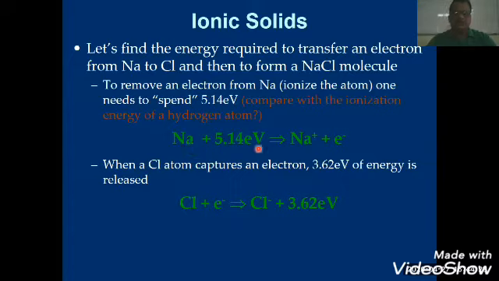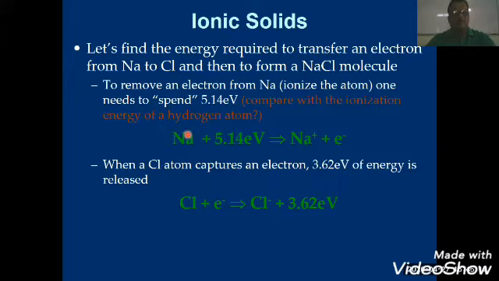In this step, energy is required to remove the electron, which is called the ionization enthalpy of sodium, and it is equal to 5.14 electron volt. So a sodium atom in the gaseous state, when supplied with 5.14 electron volt energy, will lose its valence electron and give a gaseous sodium ion. Then in the second step, a chlorine atom will gain an electron, and in this step energy will be released, and this energy is 3.62 electron volt.